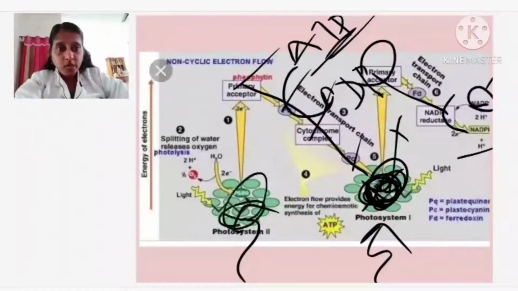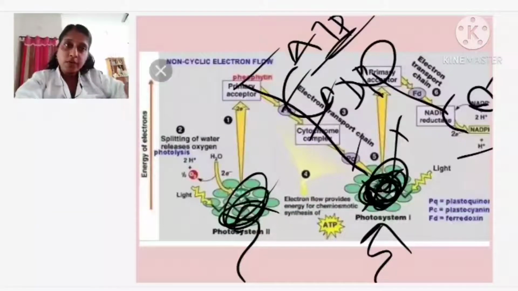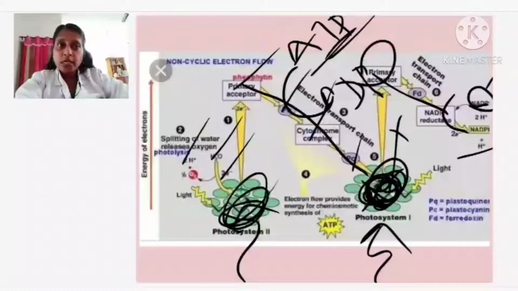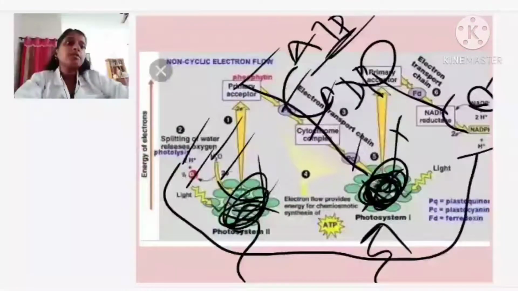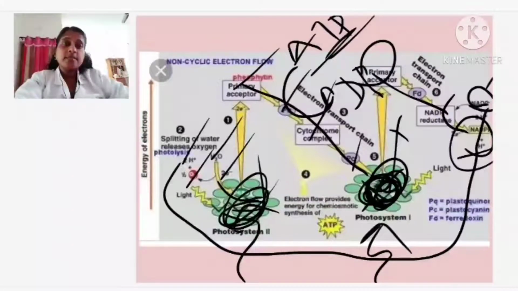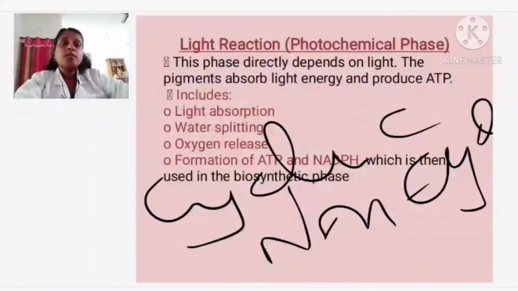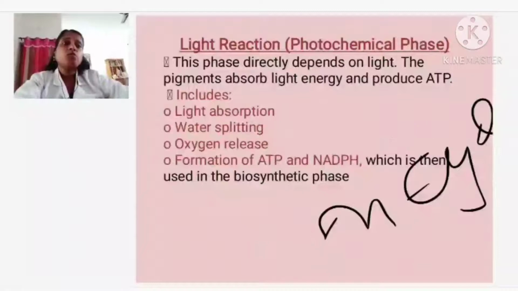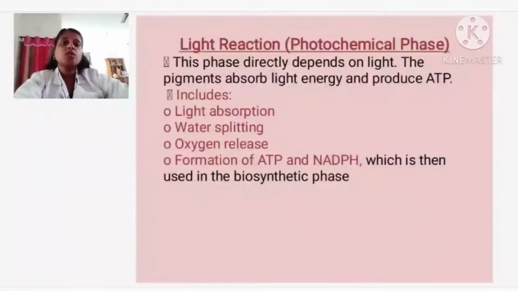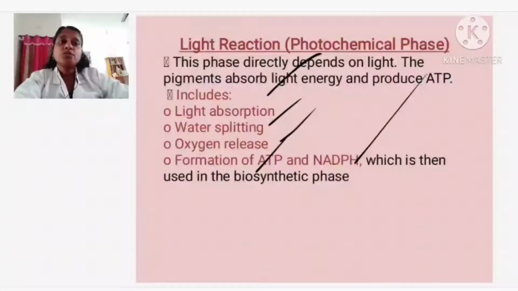Now here the electrons are less. Who is giving the electrons? The water. Water is splitting up into electrons, hydrogen and oxygen. Oxygen is released, electrons are taken by photosystem 2, and the hydrogen is going and combining with this NADP to form what? NADPH2. Like this. What is the main aim of this light reaction? Light is absorbed, yes. Water is split, yes. Oxygen is released, yes. ATP and NADPH2 are formed.